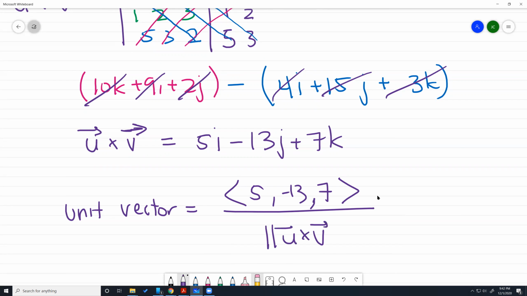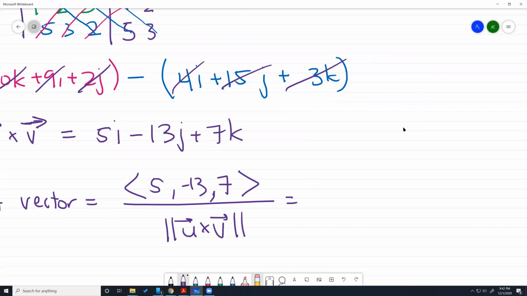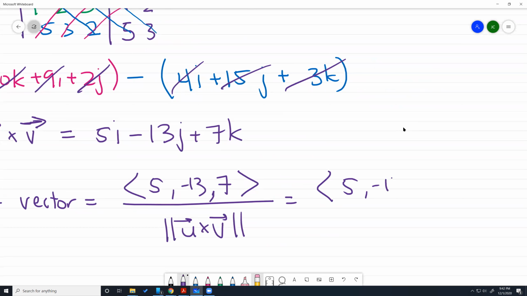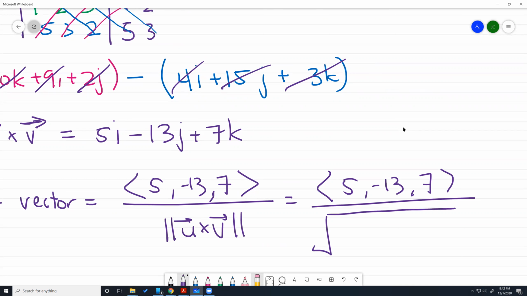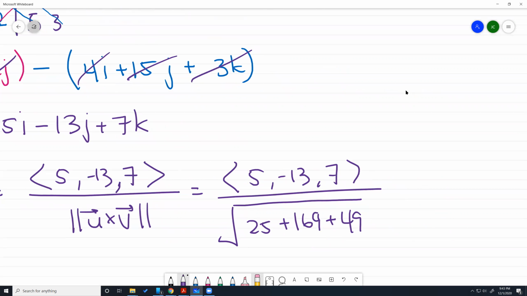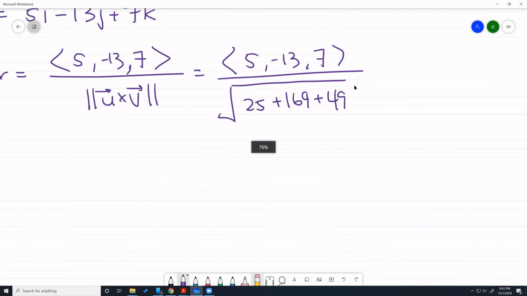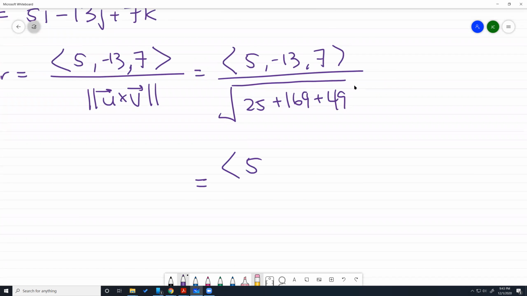Magnitude of u cross v, which if we go ahead and calculate that and plug things in, it's like the Pythagorean theorem, but for 3 dimensions. So it's going to be 5 squared, 25, -13 squared is 169, plus 7 squared, which is 49. Let's go ahead and add those together, and you'll get square root 243.